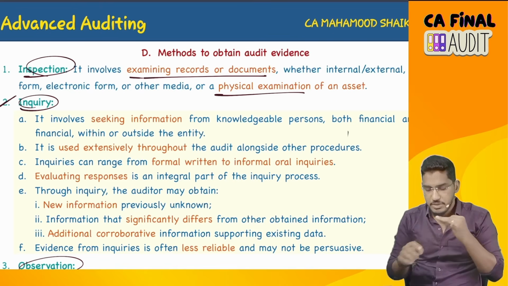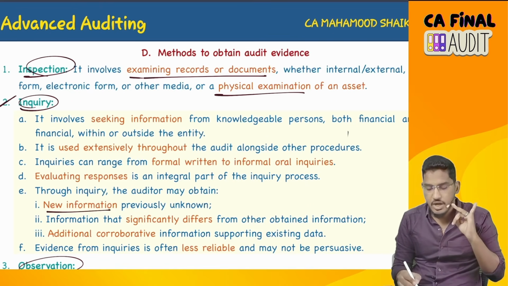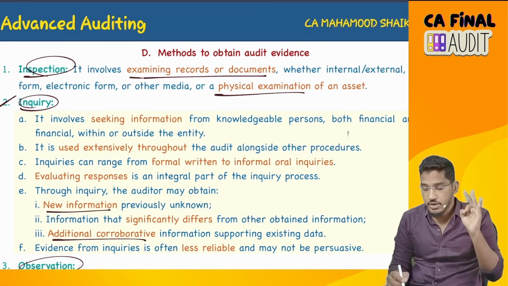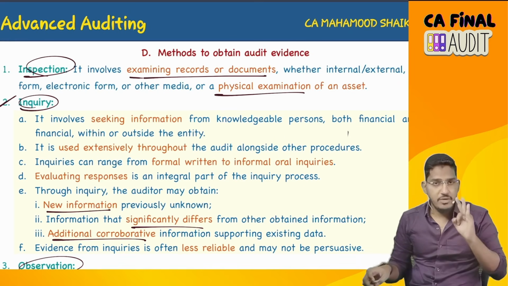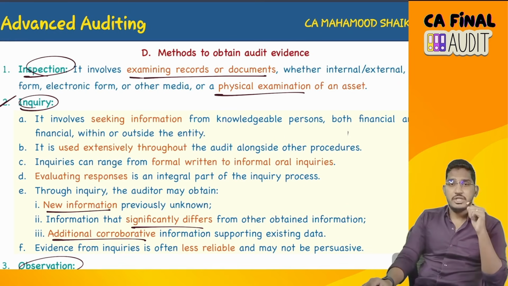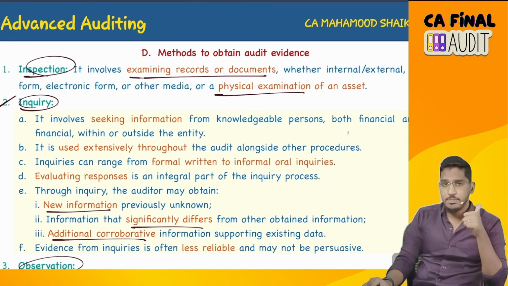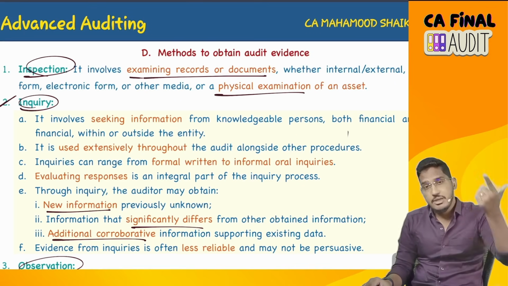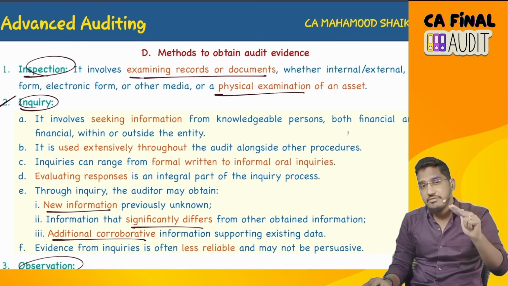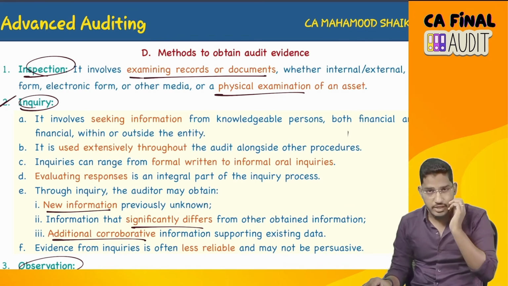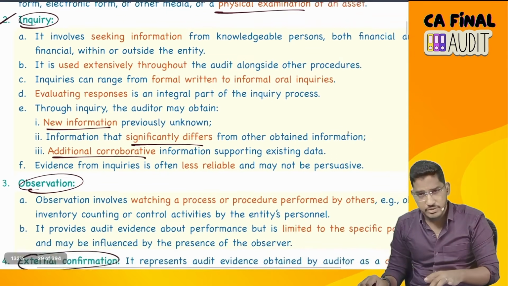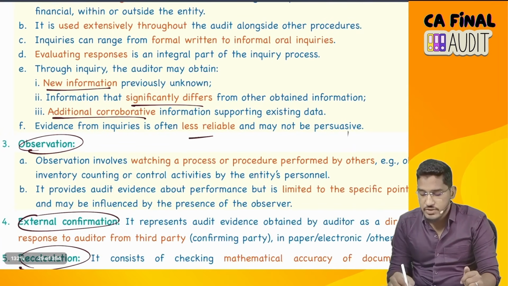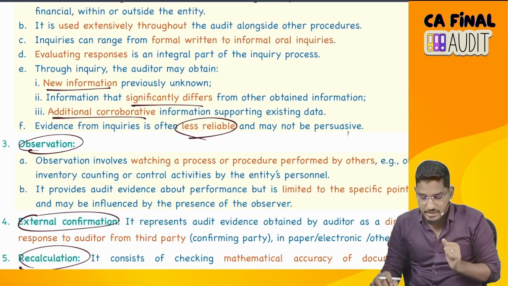Either you will get new information which you were not previously aware of, or information which supports or corroborates the information which you already know, or information which differs from the information which you know. So by doing any inquiry, we can get only three kinds of information. Number one, altogether new information, or information which supports what you already know, or information which contradicts what you are already aware of. And as I've told, evidence which you get from inquiries is less reliable.